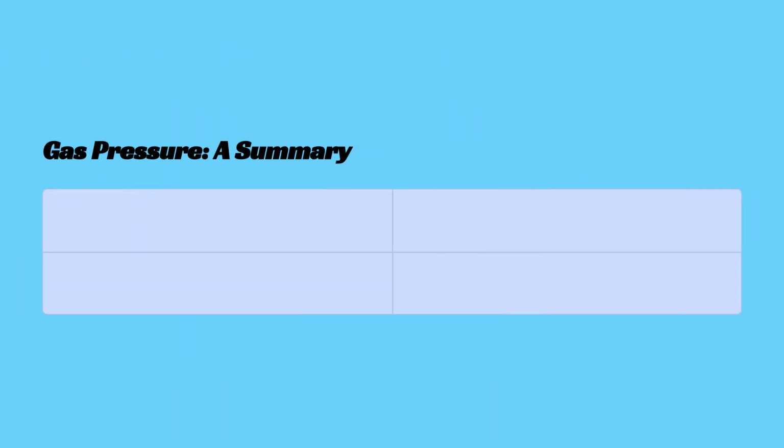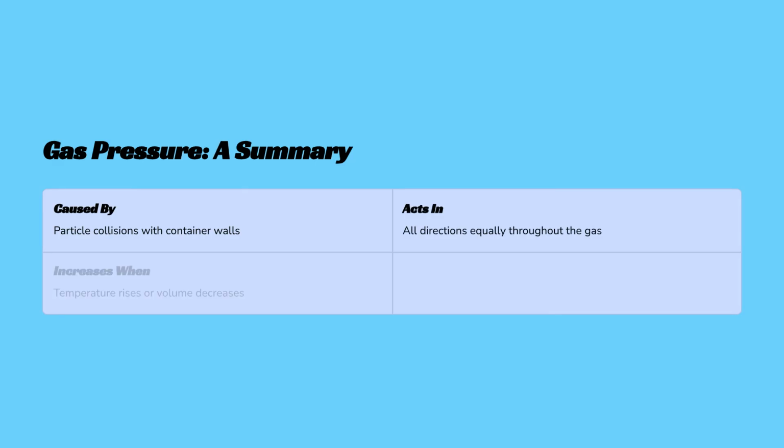In summary, gas pressure is caused by particle collisions. It acts equally in all directions, increases with temperature or decreased volume, and decreases when the temperature falls or the volume of the container increases.